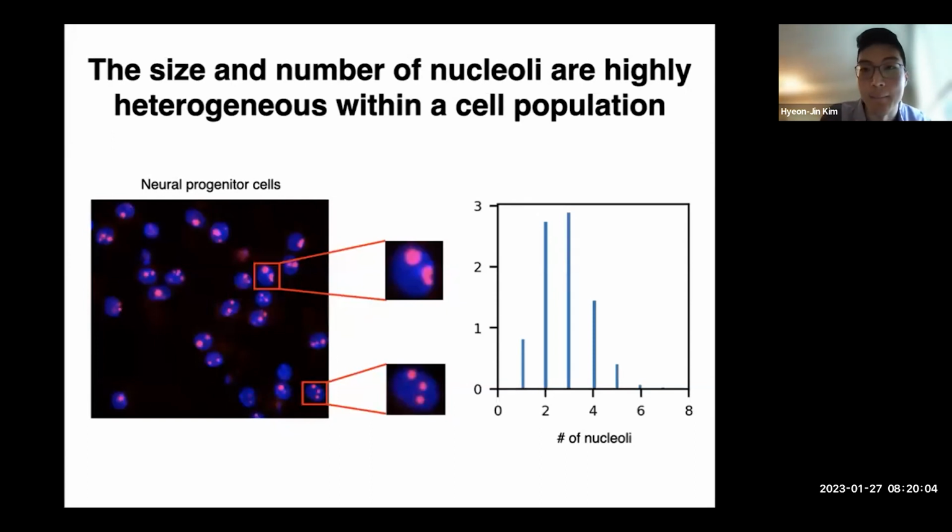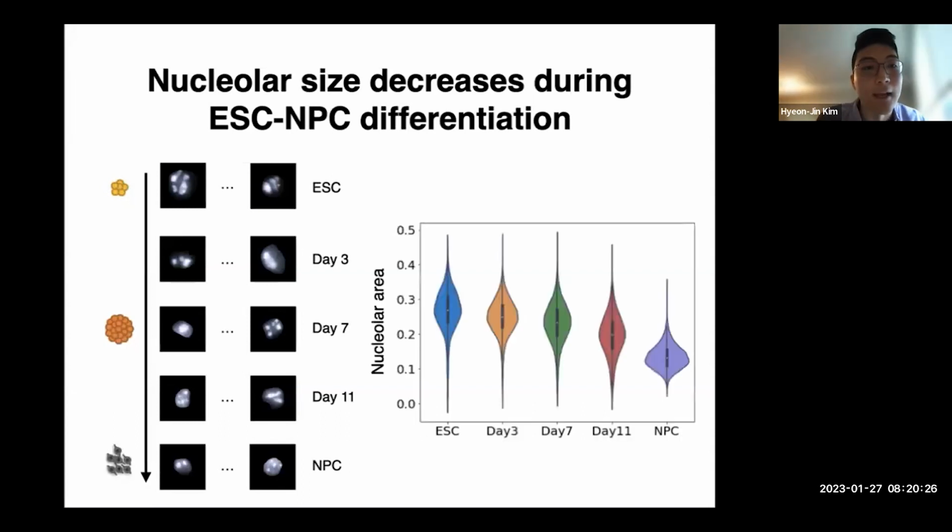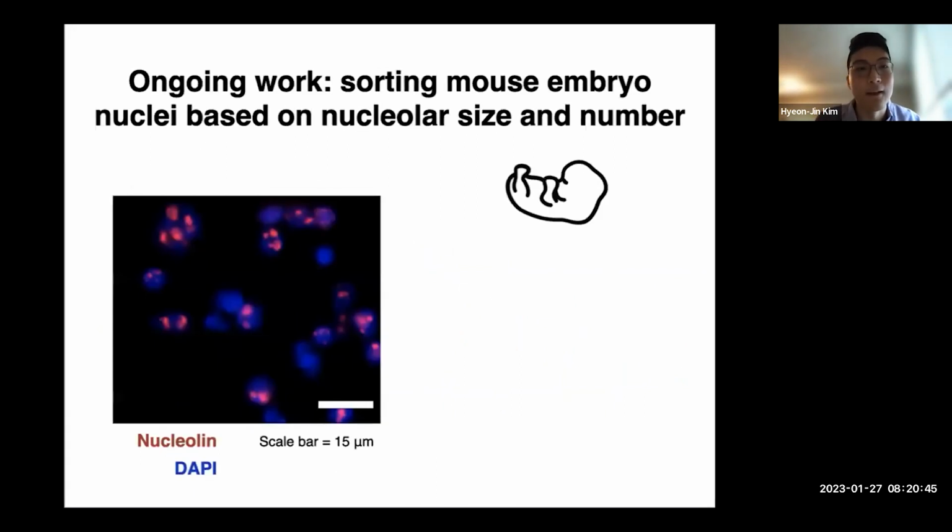In fact, the size of nucleoli decreases during ESC to NPC differentiation. So we took images of embryonic stem cells, neuroprogenitor cells and some of the intermediate time points along the way, and we stained for nucleolin. When we compute the area of nucleoli inside the nucleus, what we observed is that it goes down over this differentiation pathway. So what we want to do is apply visual cell sorting and sort based on either the nucleolar size or number.